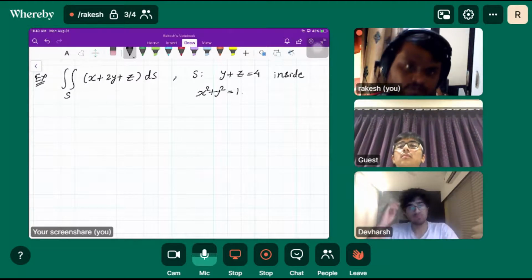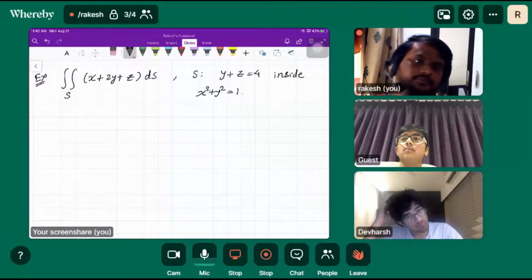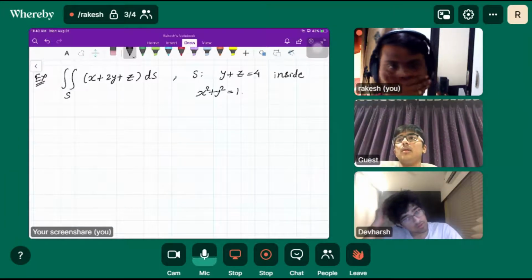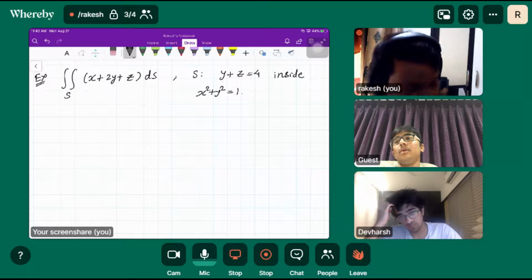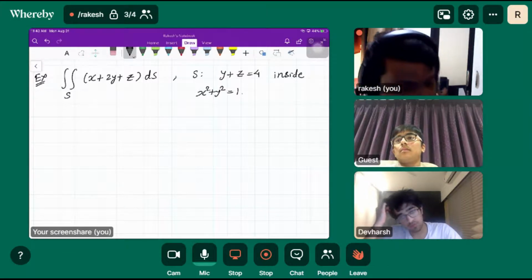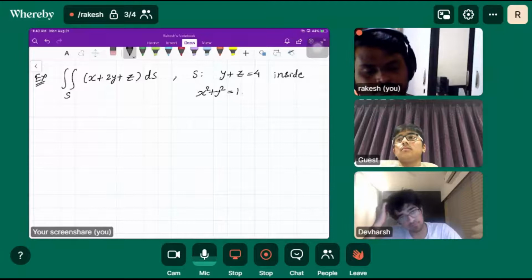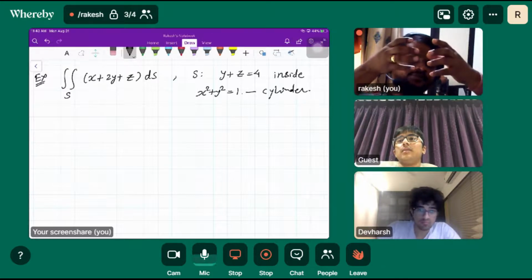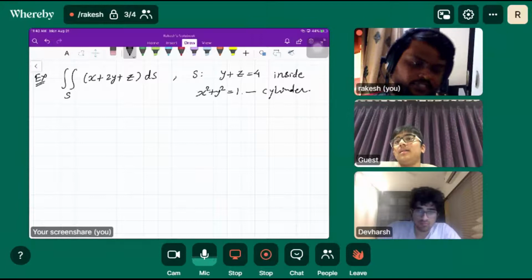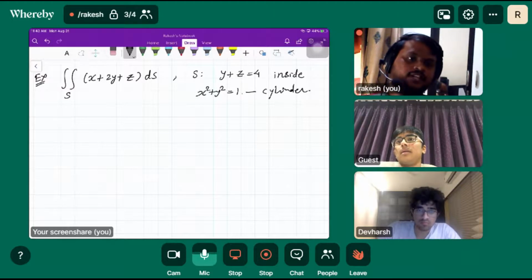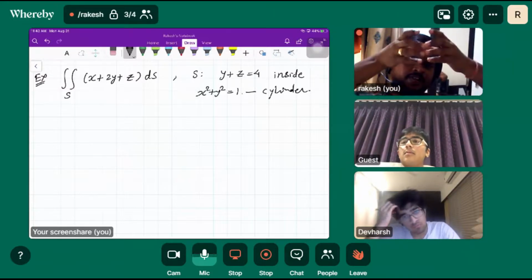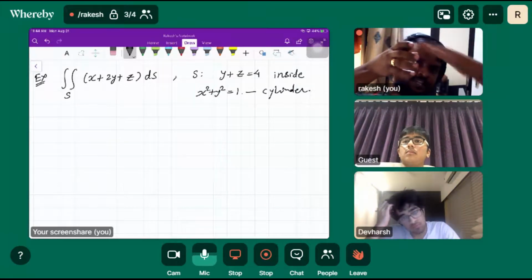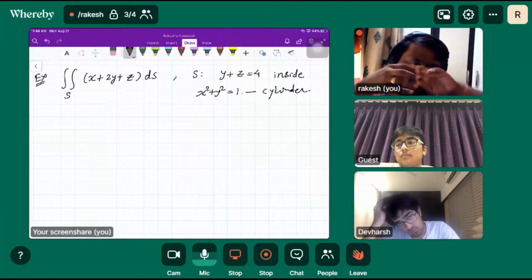Where is our surface? What is x square plus y square equal to 1? It's a circle, or a cylinder. See, it is independent of z, right? In z it's simple, it's a circle. So x square plus y square is a cylinder, and y plus z equals 4 is some plane that intersects the cylinder, right?